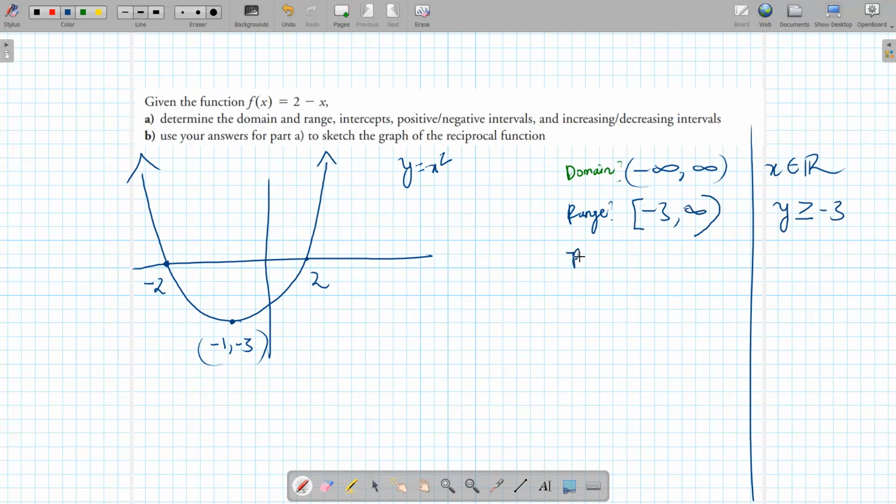Positive intervals. A positive interval means where the function is above the x-axis, right? Where is it above the x-axis? It's above the x-axis here. How do we denote this part?